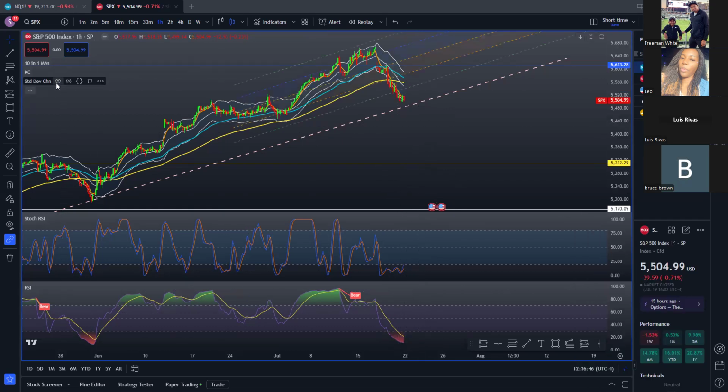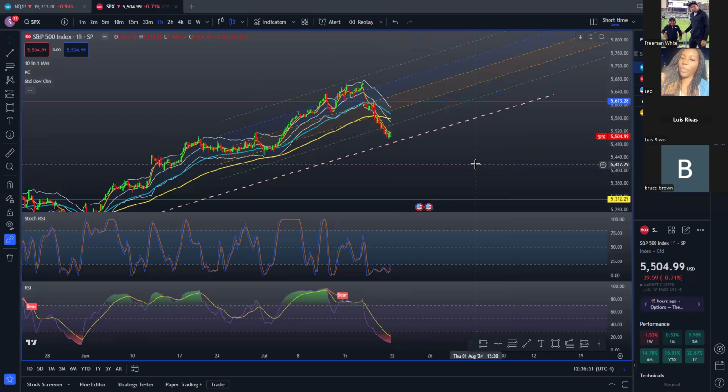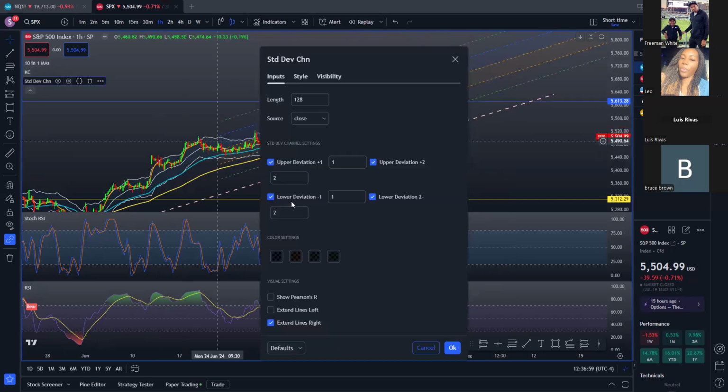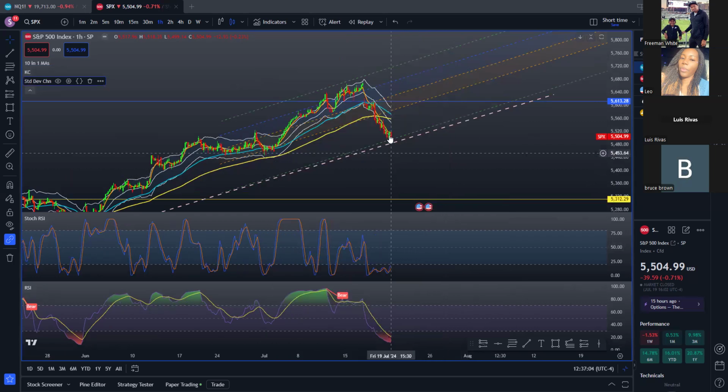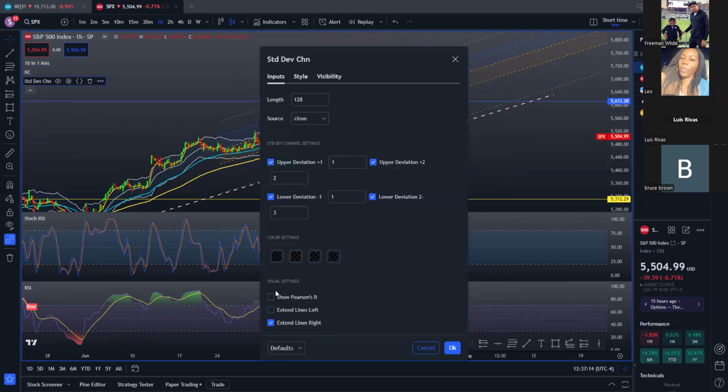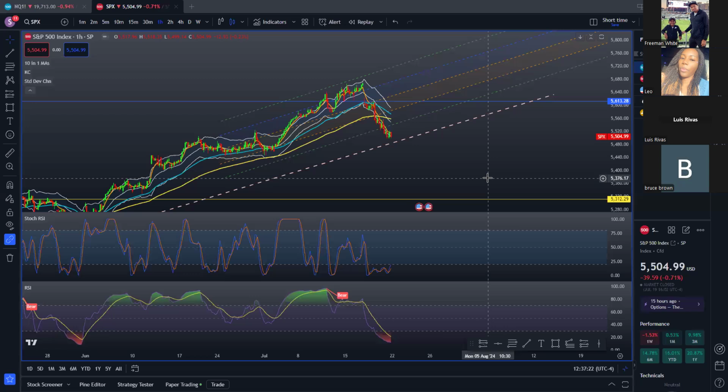Let me throw on my standard deviation. Oh my God. Y'all see where it's at on my standard deviation? This is standard deviation 2. Let me go to 3. Oh my gosh. This is a 90-something% chance it's going to reverse back to the mean. Say less. So that's one. So now let's go into how I'll be finding them and what I've done to create the screeners for it.